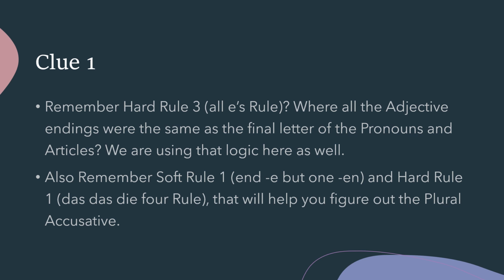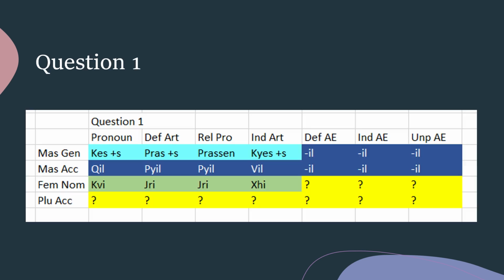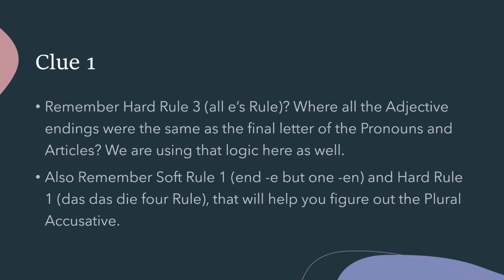Also remember soft rule 1 and hard rule 1. So that would be the E but 1 EN rule and the das D4 rule. That will help you figure out the plural accusative. So again, let's go back to question 1. This is the chart. What is everything? Write down your answers in the comments or just write it down yourself. We are going to go over the answer in 3, 2, 1.